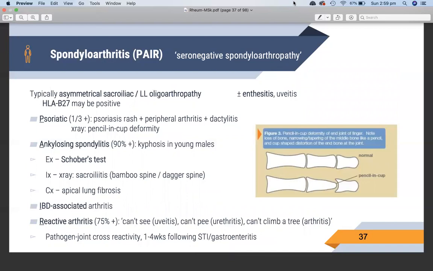Okay, spondyloarthritis, and the way you can remember there's four main ones is PEAR, also called, if you're really fancy, seronegative spondyloarthropathy. And it's usually asymmetrical. It's usually sacroiliac or lower limb, and it's usually an oligoarthropathy. And sometimes you can get what we call enthesitis. So this is inflammation of where the tendons and ligaments insert into the bone, usually at the ankles and things like this. And uveitis, okay, versus scleritis, which we talked about before, which is actually a different thing. And the famous thing is HLA-B27 may be positive, although not necessarily.